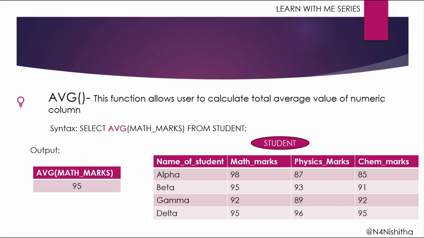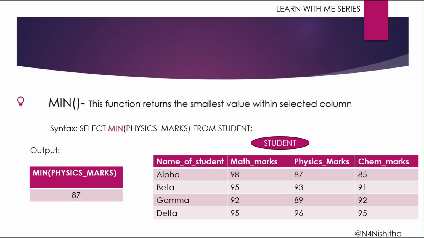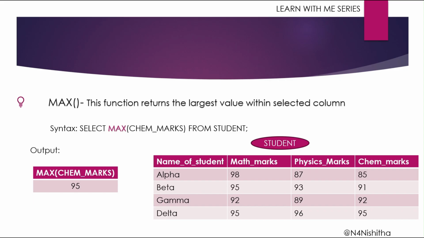Similarly, let us check the other functions as well. Min. This function returns the smallest value within the selected column. Select minimum of physics marks from student. We have changed the value of what we are considering. So now for the physics marks we are considering which is the minimum value and it is coming to be 87. Now let us consider maximum marks for the chemistry and it comes out to be 95.